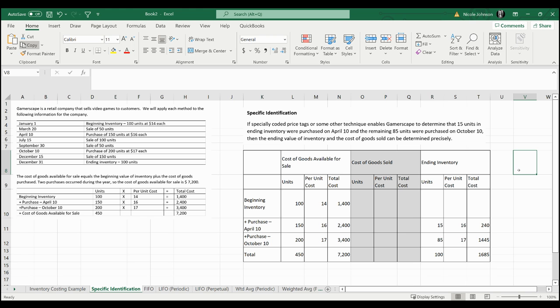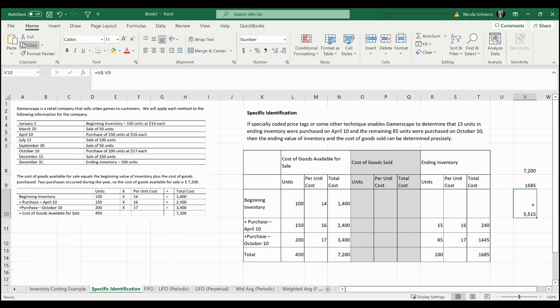So if we know the cost of goods available for sale equals cost of goods sold plus ending inventory, if I take 7,200, the cost of goods available for sale, and I subtract out my ending inventory, we're just going to put equals right here. And we're going to make this 7,200 minus 1,685. My cost of goods sold is going to be 5,515.